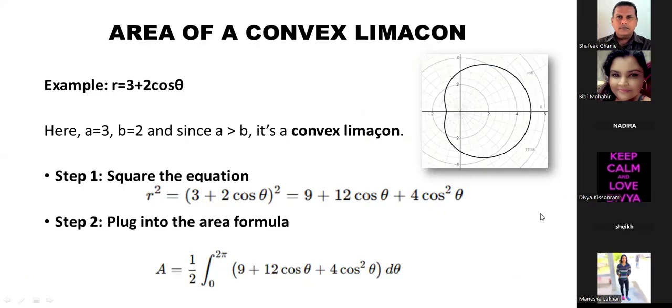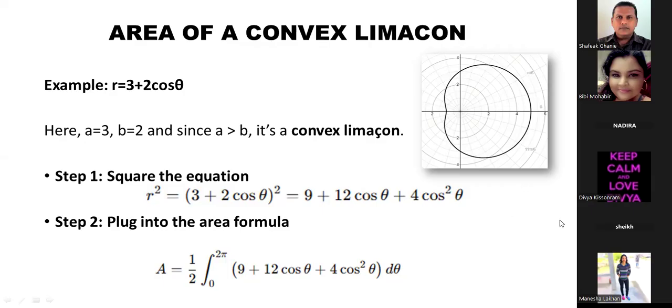So it's basically the same steps as we did with the cardioid in finding the area of a limaçon. The first thing we look at in our equation here, we can see that a is more than b. Since a is 3 and b is 2, and a is more than b, it's a convex limaçon. We put it into the equation and we square r. When we square r, we end up with 9 plus 12 cos theta plus 4 cos squared theta. And we plug it into the area formula.